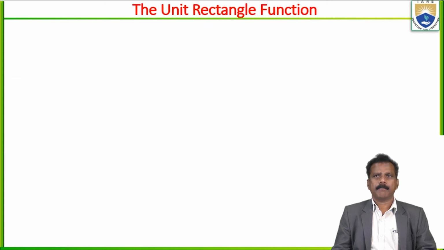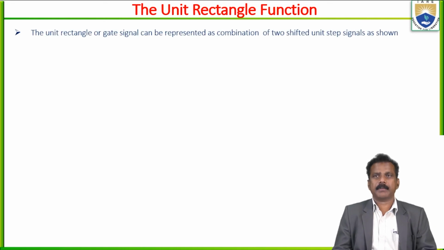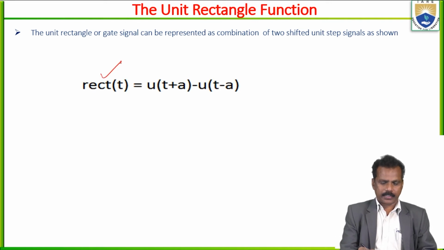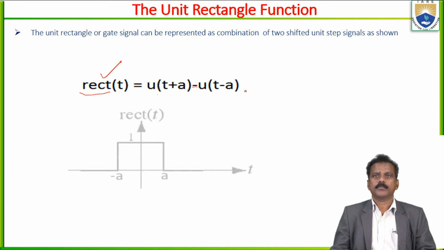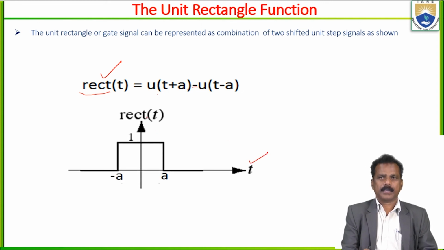Now the unit rectangular function. The unit rectangular or gate signal can be represented as a combination of two shifted unit step signals, like this: rect of t is equal to u of t plus a minus u of t minus a. With this you can specify t versus rect of t.